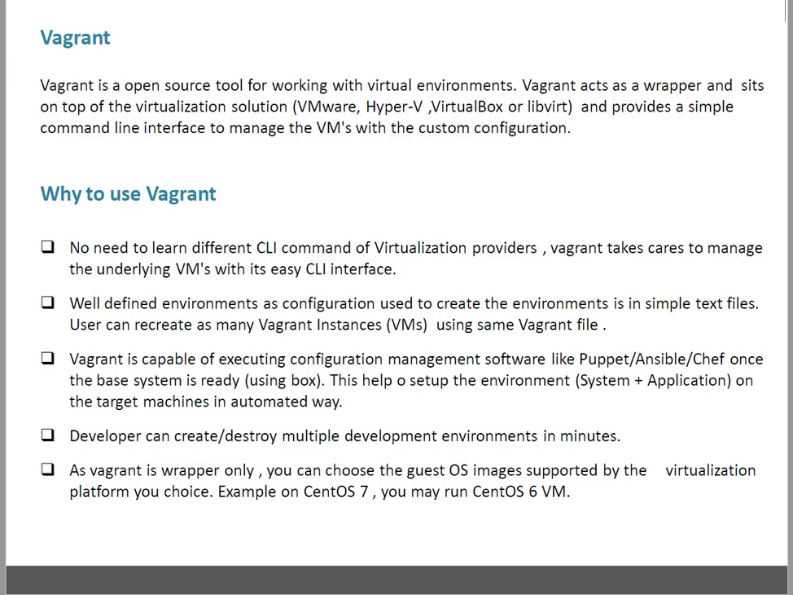As I mentioned, Vagrant is a wrapper only. So you can choose any guest operating system type which your virtualization solution supports. For example, VirtualBox supports Windows, Linux, Solaris, RHEL, CentOS, so everything is supported by VirtualBox. That depends upon your virtualization provider and what operating system it supports. Vagrant is a wrapper only, so whatever your virtualization software supports, Vagrant will automatically support it.